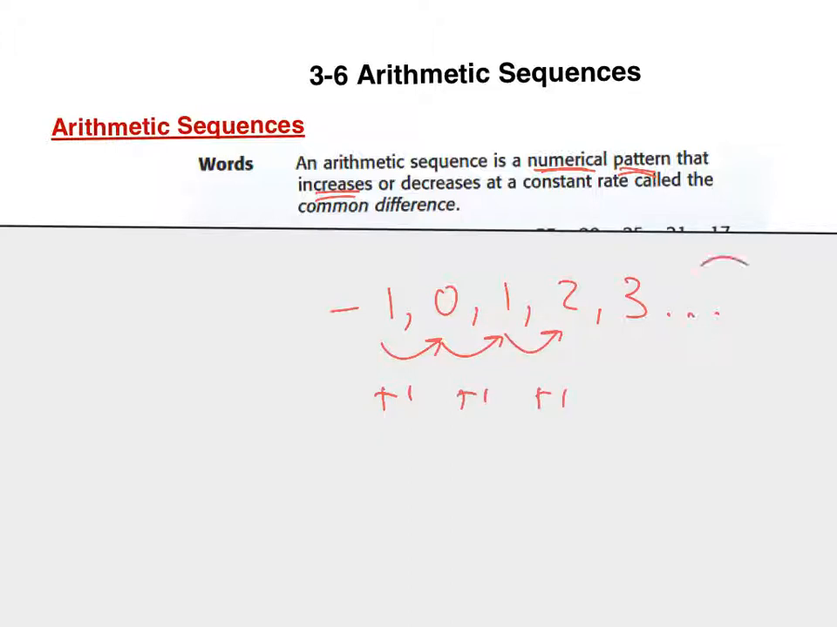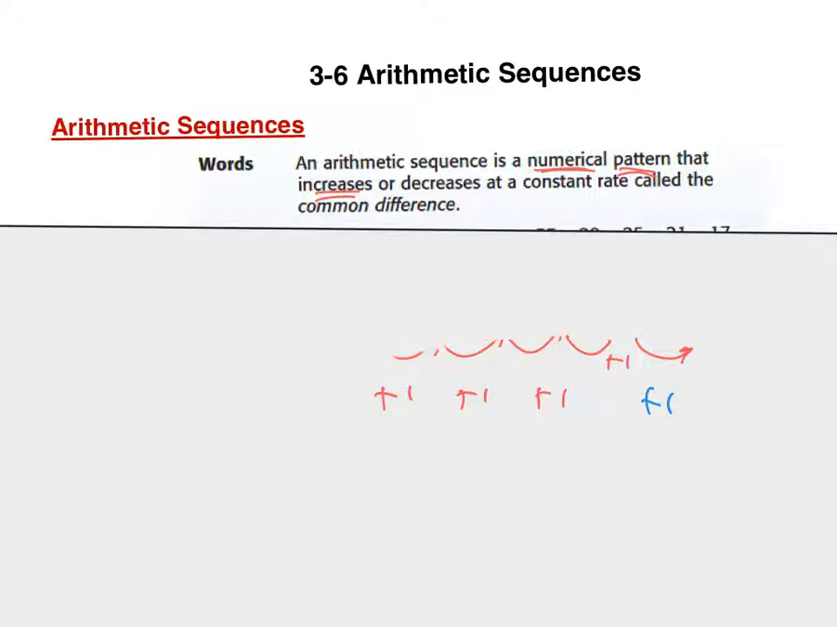So I could ask you, what's the next number in the sequence? And all you have to do is go, oh, if you're adding 1 to all of them, you're going to add 1, and it's going to be 4. That is an arithmetic sequence. It is a list of numbers that have a pattern, and you can figure out the next number down the line by just adding what they call the common difference.